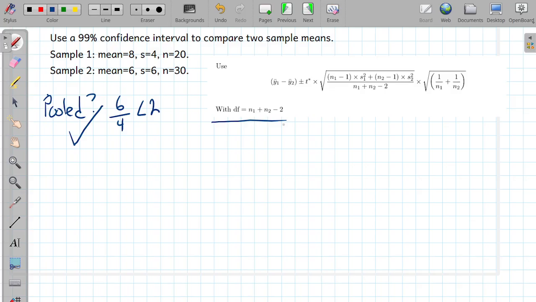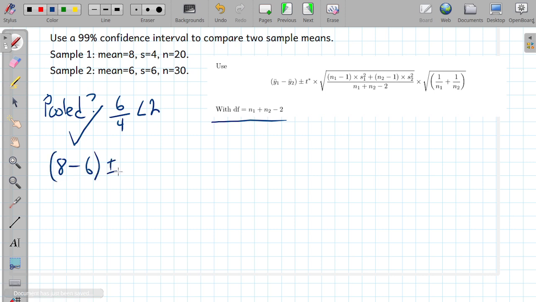So let's do this. Now, I like to have positive numbers, so we're going to go sample 1 minus sample 2, so we don't have to chase negatives around. It's just a complication, so we don't do that. We already have the formula sitting there. I don't need to rewrite it again. So here we're going to have 8 minus 6. So this is the estimated difference.